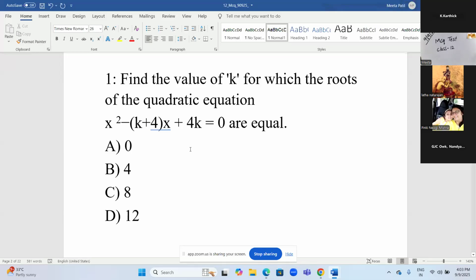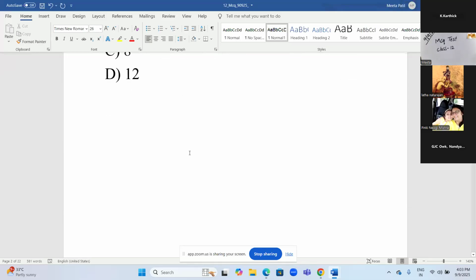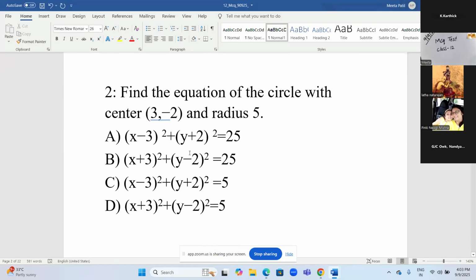Next, we are moving for the next question. So your second question will be: find the equation of the circle with the center 3 comma minus 2 and the radius is 5. You are having the option A as (x minus 3) whole square plus (y plus 2) whole square is equal to 25, and the option B (x plus 3) whole square plus (y minus 2) whole square is equal to 25, and the option C (x minus 3) whole square plus (y plus 2) whole square is equal to 5, and the option D is (x plus 3) whole square plus (y minus 2) whole square is equal to 5.